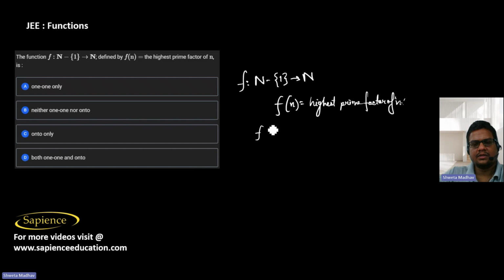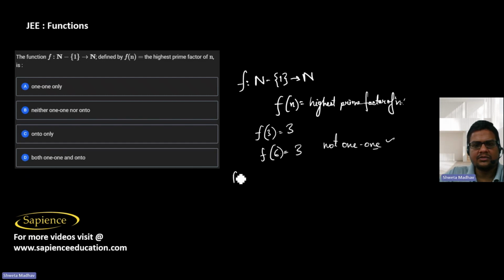Suppose, for example, we take f of 3, then its highest prime factor is 3, so the answer will be 3. And if we find f of 6, that will also be 3. So it means that the function f is not a 1-1 function.